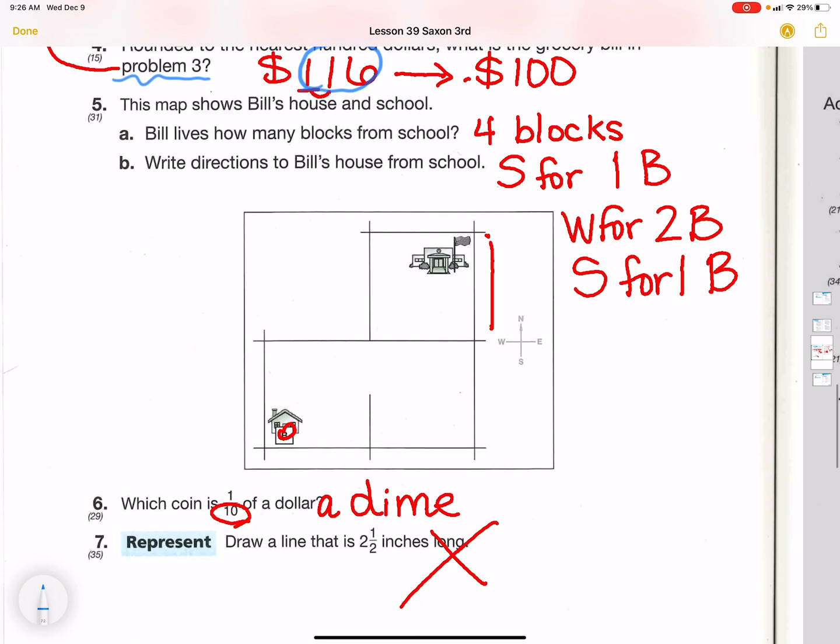Number 5, this map shows Bill's house and school. Bill lives how many blocks from the school? So we counted 1, 2, 3, 4 blocks. And then we wrote directions, and I did abbreviate S for south, W for west, B means block.